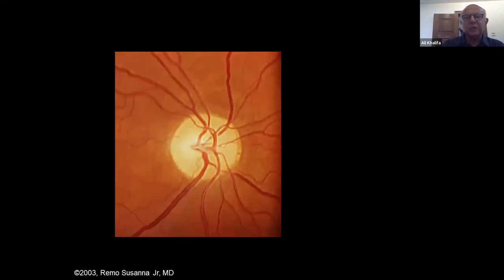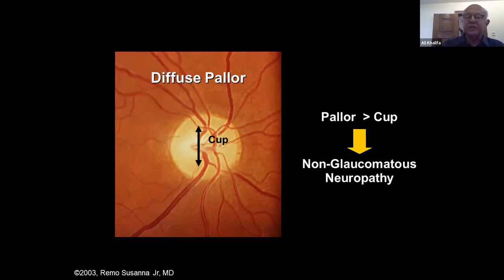If you look here also, look at the cup where the blood vessels are first bent. Then we look at the pallor. We find that the pallor is more than the cup, and this is also a non-glaucomatous optic neuropathy.